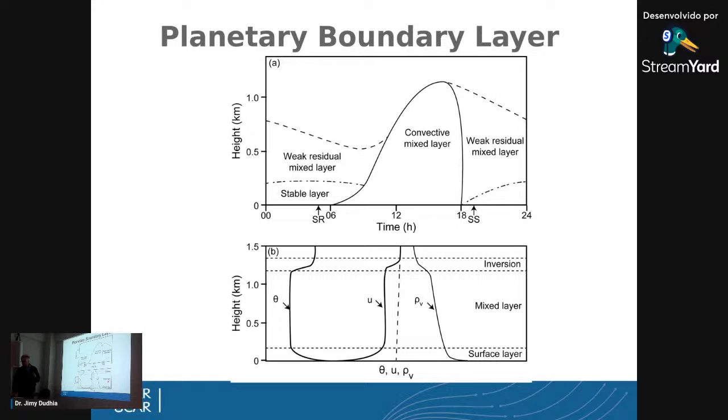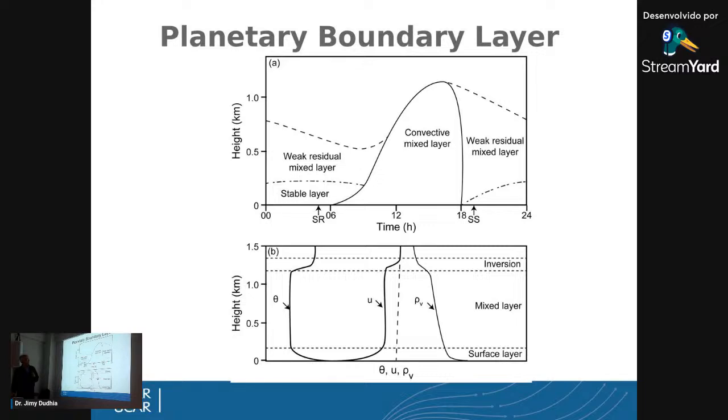So during the day, the boundary layer develops from a stable layer at night to a daytime boundary layer. This is sunrise and sunset here. And after the sunset, basically the boundary layer collapses and you have a weak residual mixed layer, and then the stable layer develops overnight again.